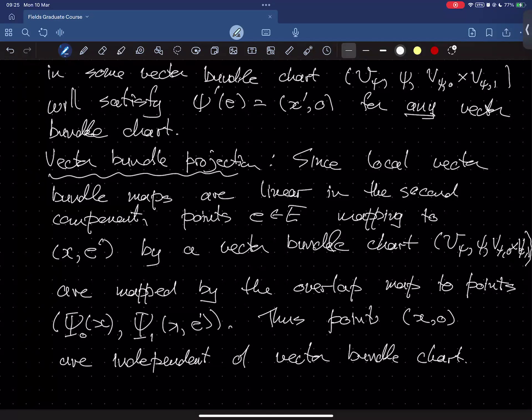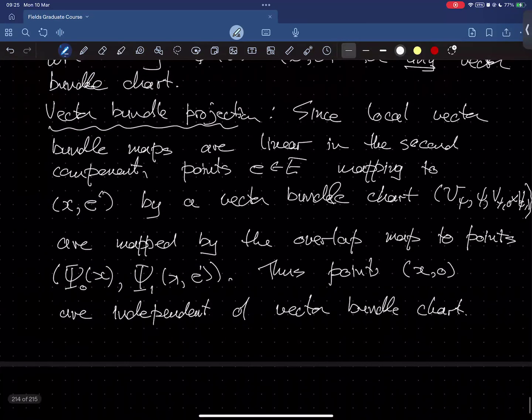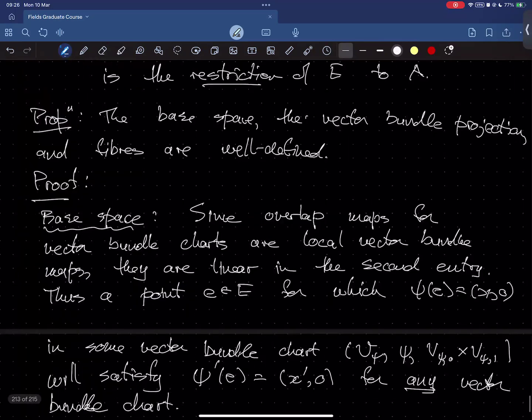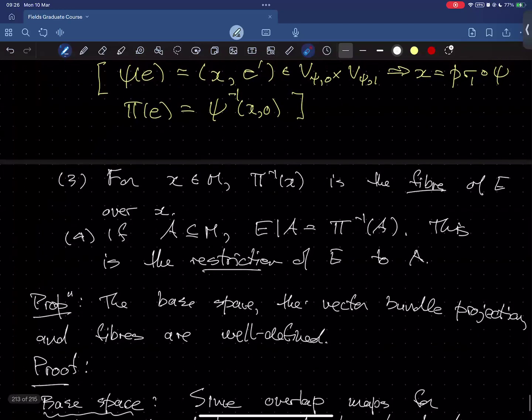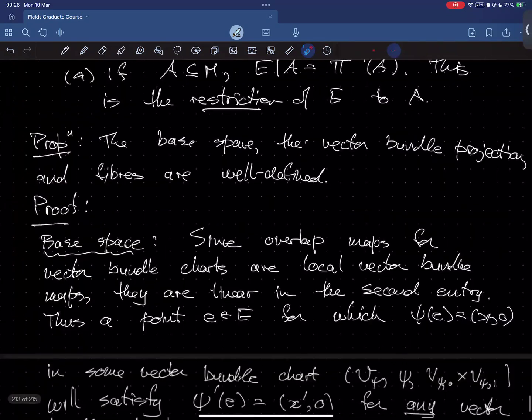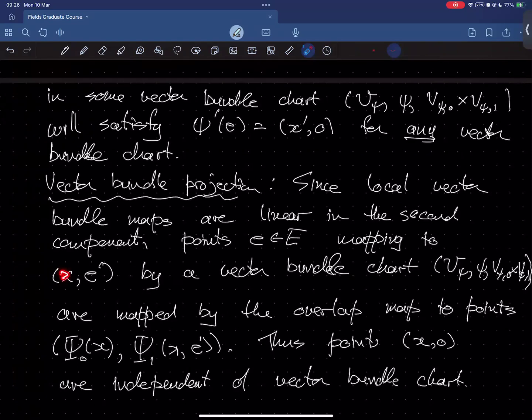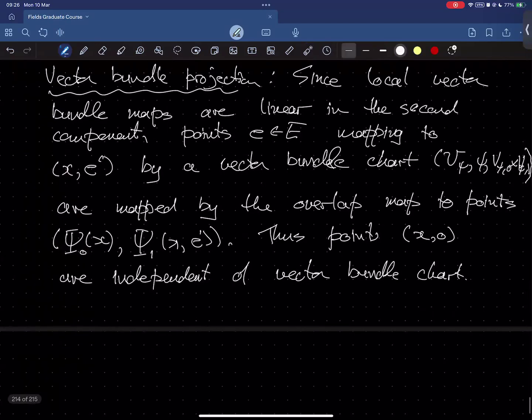Again, I'm saying in words things which could be said a little more precisely, but also a little less clearly in symbols. Now the fact that fibers are well defined is clear. If you take the pre-image of a point under the projection, that's the set of all points which are of the form x, e prime in a vector bundle chart, for some e prime. In other words, it's fixed here and variable here. That's the same if you change the vector bundle chart, because x is fixed and it's only e prime that varies. So fibers are also well defined by basically the same argument.